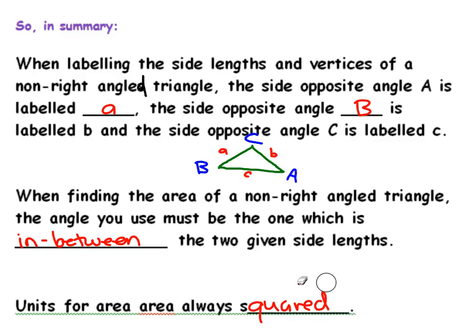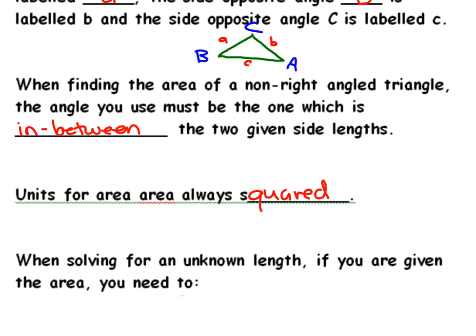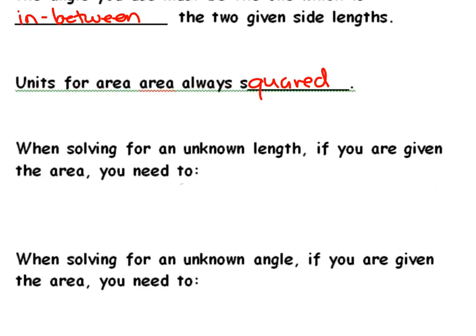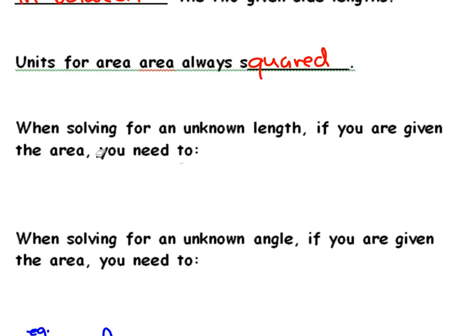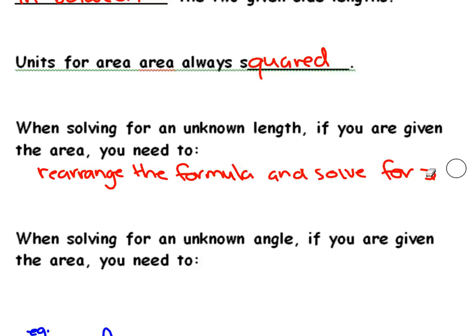And when solving for an unknown length, if you're given the area, you need to rearrange the formula and solve for x, like we did before. So that was an example. Remember before when we were given the area 127.3, and we had to sub in the area and sub in the other values and start to rearrange and solve for x is what we had to do.